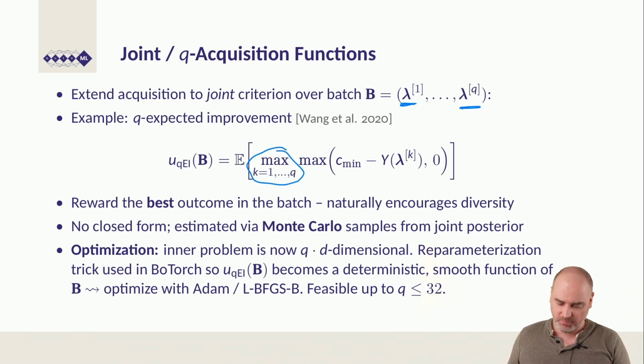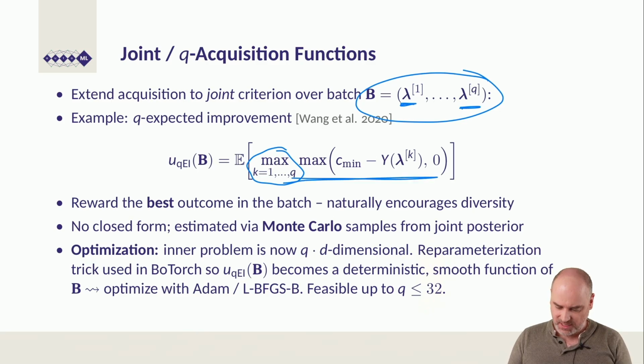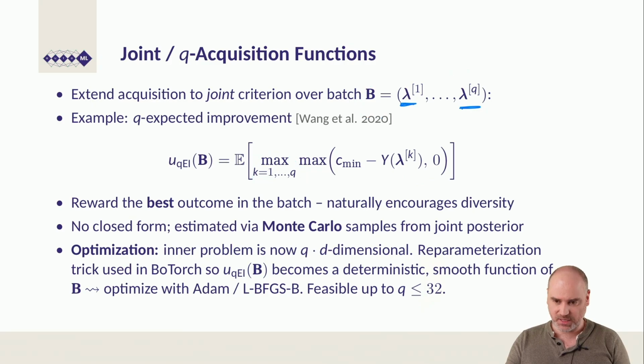from the batch. But remember, these things here are random variables, right? Or you can at least see them like that. So this thing here on the inside is still completely probabilistic. But of course, we now can take the expectation over this, as we do for EI in general, or for the normal EI version. So the only thing that I'm changing is I'm now taking the maximum across the batch, and then I'm taking the expectation at the end from the outside. So this would reward the best outcome in the batch, and that naturally encourages diversity, right?